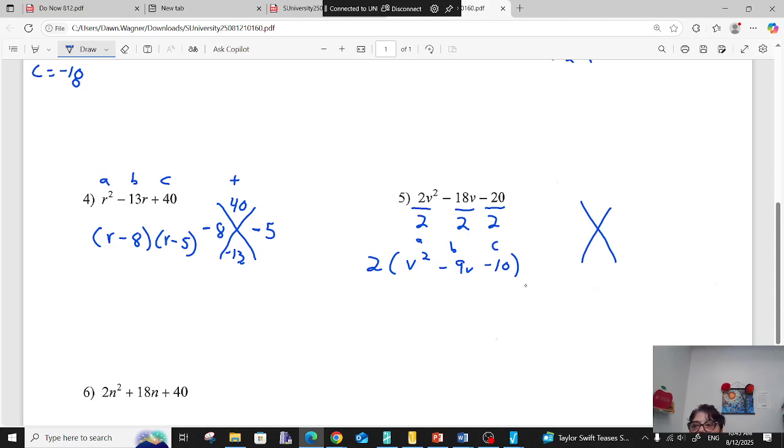I'm getting there. We can't do it quite yet. I didn't solve the question yet. I'm still working on it. Negative 10 is ceiling. Negative 9 is basement. What two numbers could you multiply together to make 10, but add together equal negative 9? Yep. This would be a plus 1. This would be negative 10. Now I could do 2 parentheses v plus 1, v minus 10.